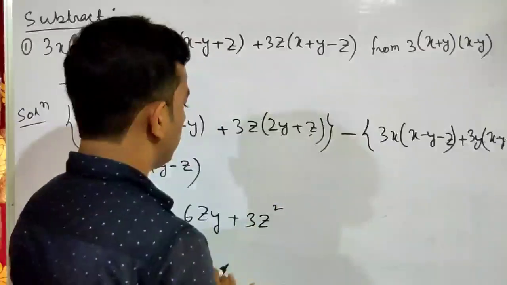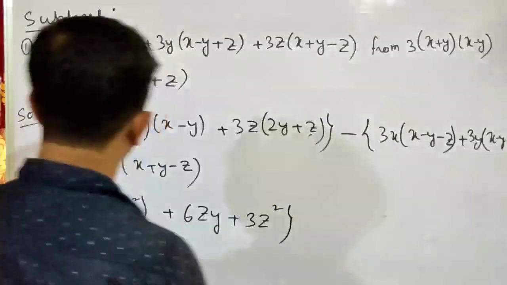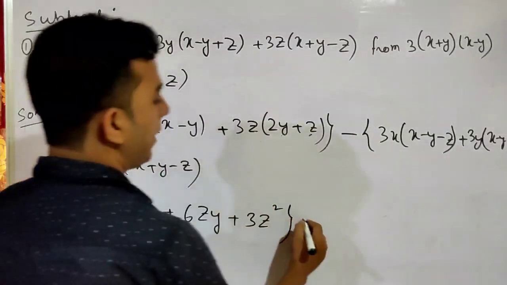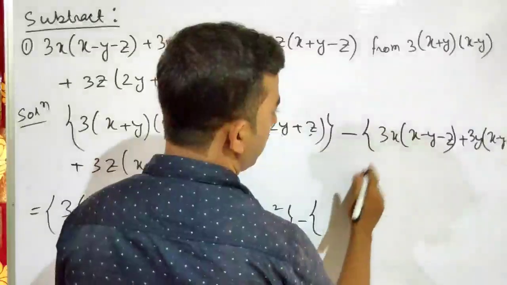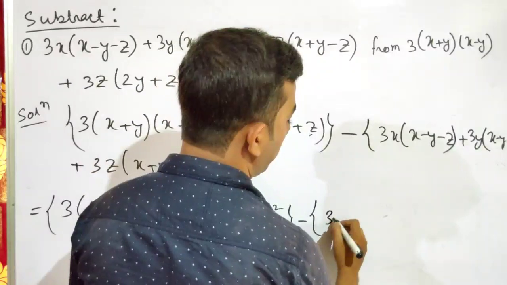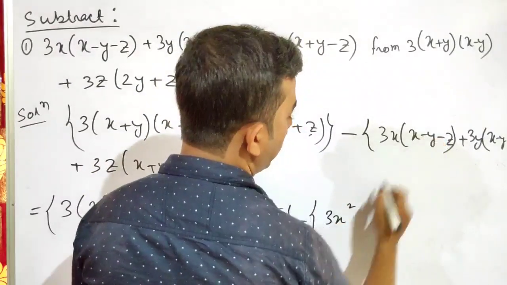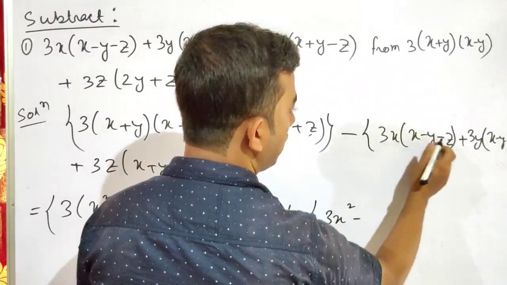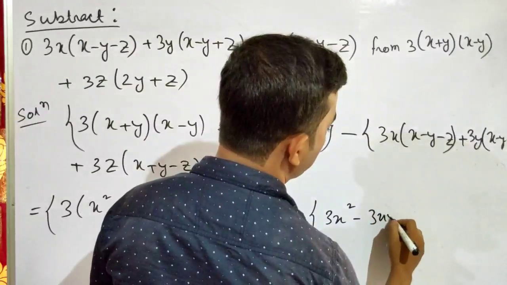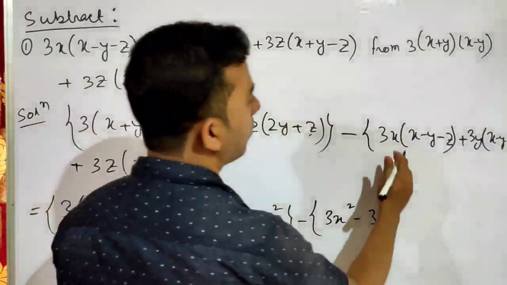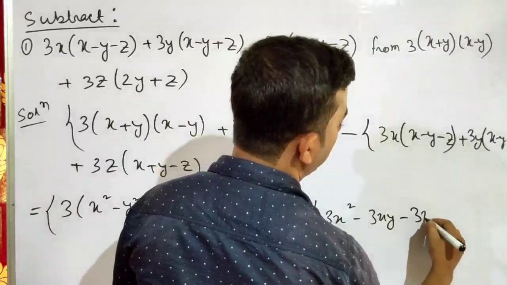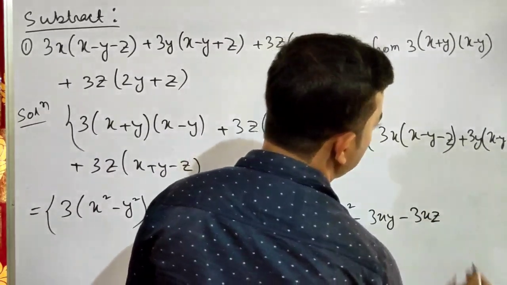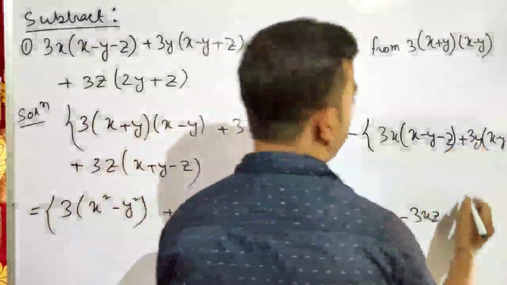Okay, then give the second bracket, then minus. Now we have to multiply this one. 3 into x is 3x square. Then minus sign, 3x into y is 3xy. Then minus, 3x into z is 3xz. Clear? Okay. Then plus.